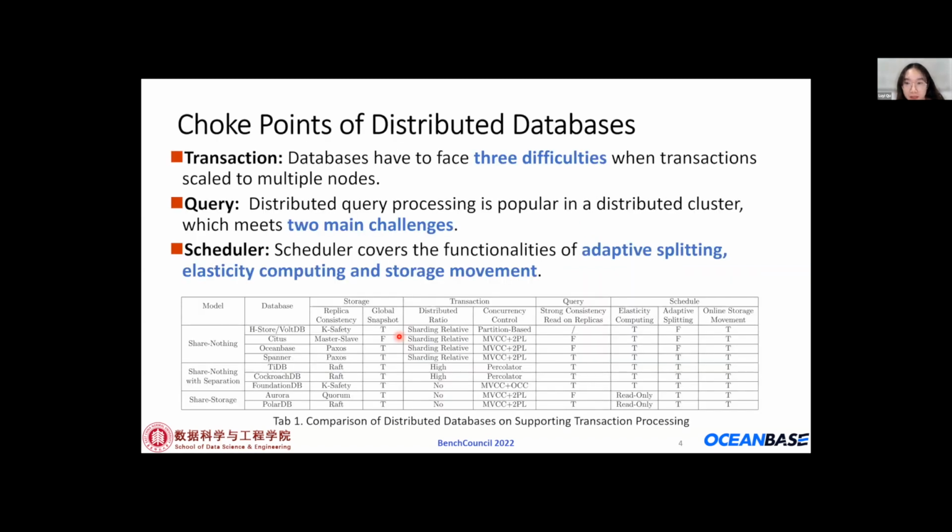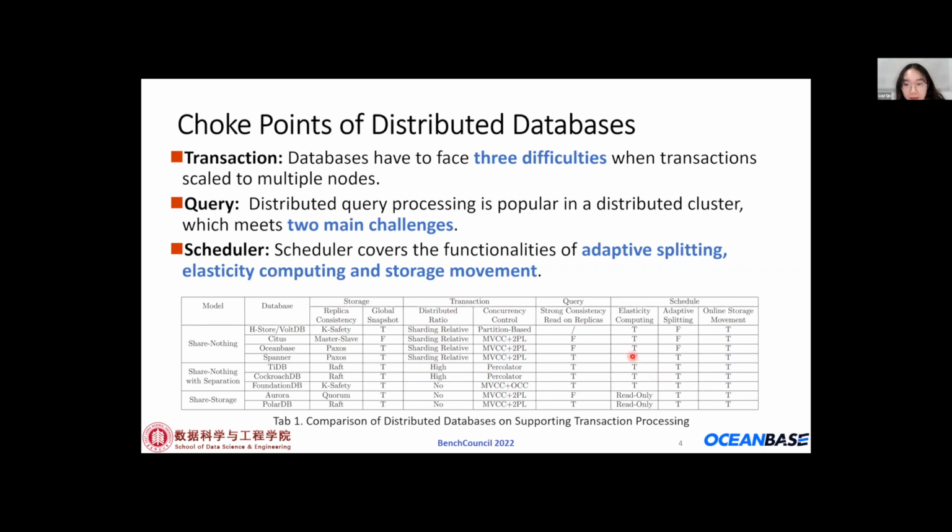At first, we explore the choke points of these databases from three layers: transactions, queries, and schedules. For the transaction layer, databases have to face three difficulties when transactions scale to multiple nodes. That is concurrency control among transactions, commit management, and the ratio of distributed transactions.